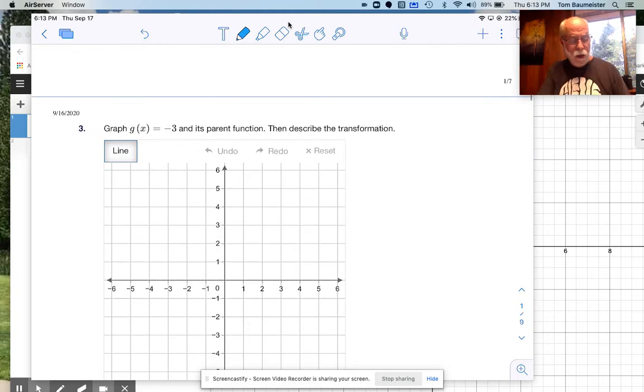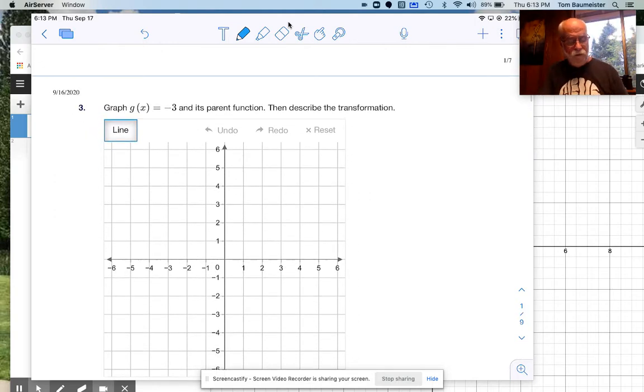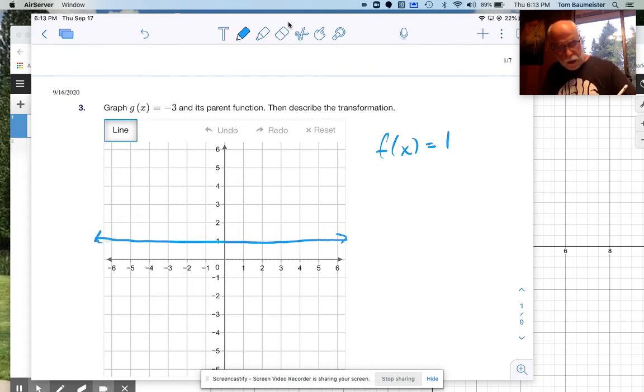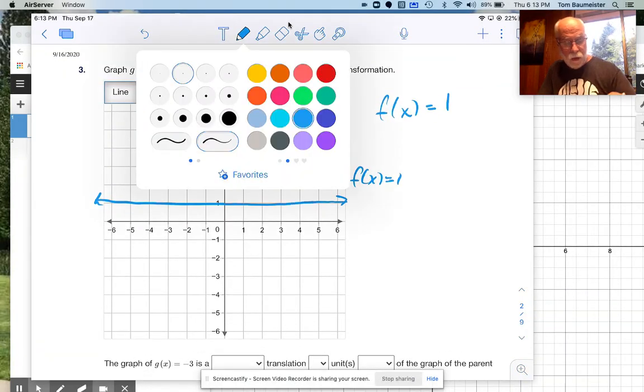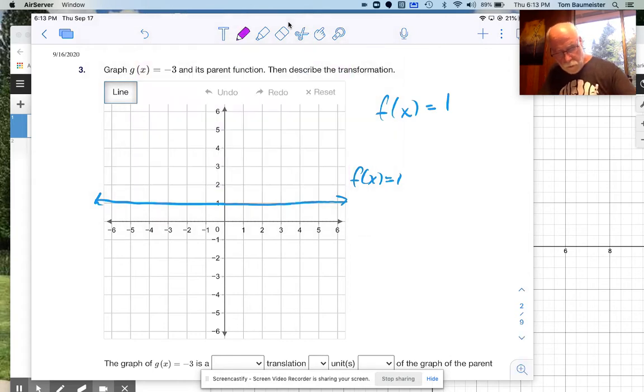So the next one, remember, the parent function for a constant function was f of x is equal to 1. So remember, that's going to be a constant function. That means it's going to be a horizontal line, and it's going to be f of x is equal to 1. The other one, g of x, they're saying is at negative 3. So if g of x is at negative 3, I'm going to go here.